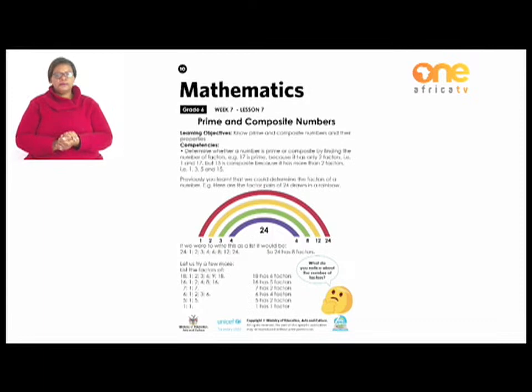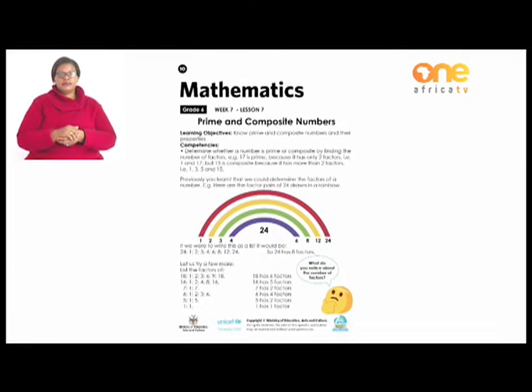Now if we look at 18, the factors of 18 are 1, 2, 3, 6, 9, and 18, which is a total of 6 factors. And then we have 16, which is 1, 2, 4, 8, and 16 itself, which is a total of 5 factors. And then we have 7, and 7 only has 1 and itself, in other words 1 and 7, so it only has 2 factors.